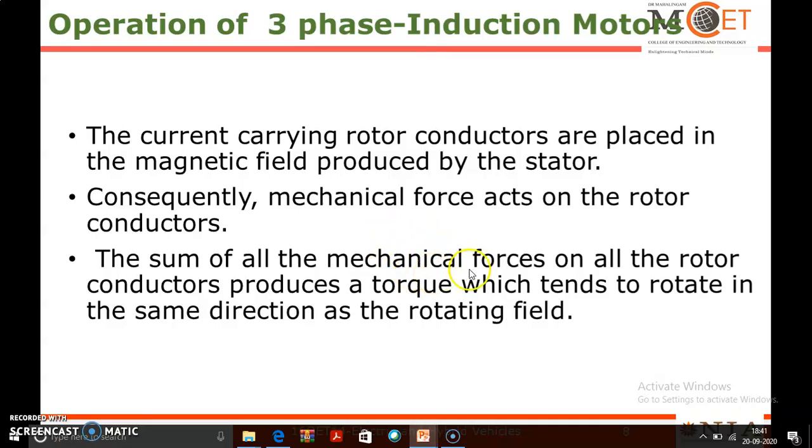So due to the interaction of both the rotating magnetic field developed on the stator and the rotor magnetic field developed on the rotor conductor, a mechanical force or a mechanical torque will be produced in the three-phase induction motor.